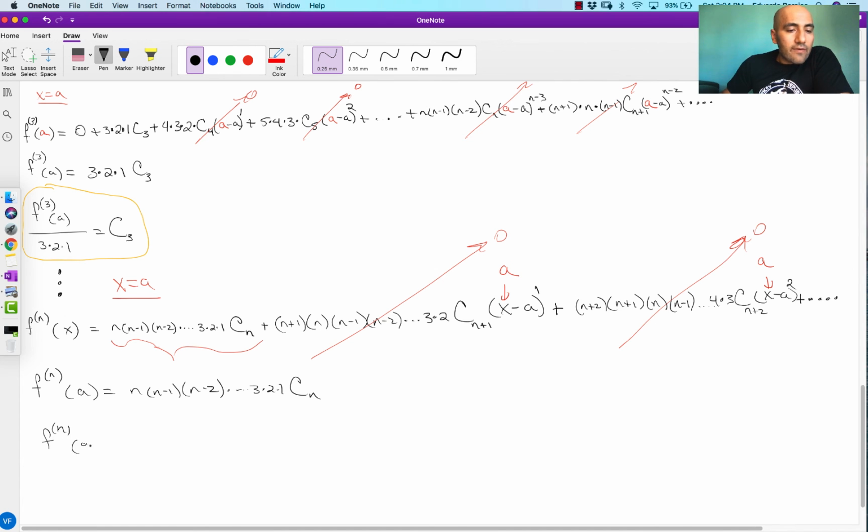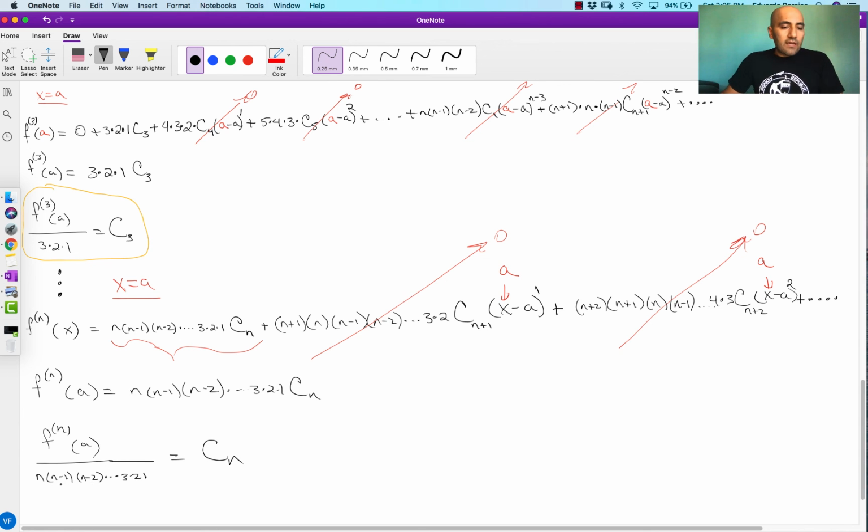of our function evaluated at a, divided by n times n minus 1 times n minus 2, dot dot dot, all the way down to 3, 2, 1, equals c sub n.